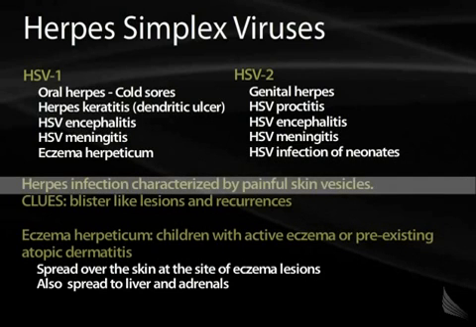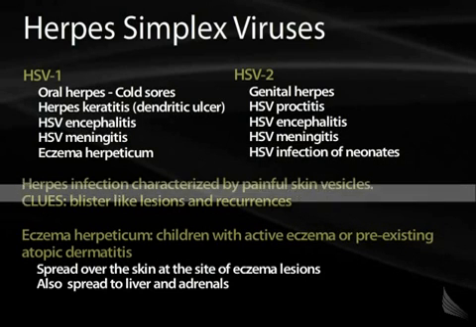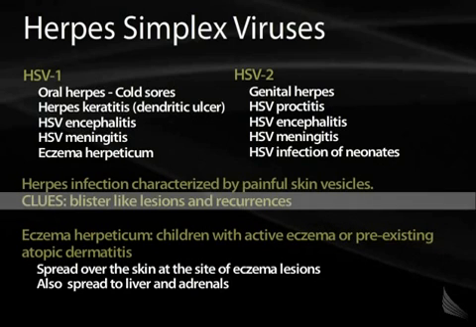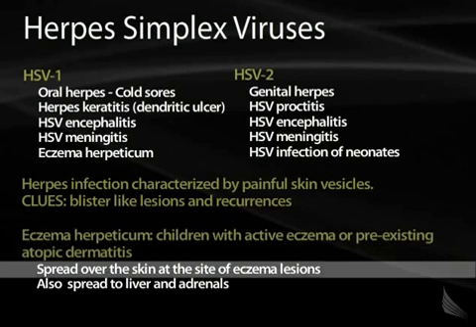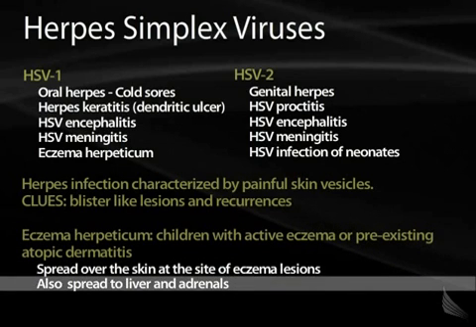Herpes infection is characterized by painful skin vesicles. The clues include a blister-like lesion and also recurrences along a dermatomal pattern. Eczema herpeticum is seen in children with active eczema or pre-existing atopic dermatitis, and it spreads over the skin at the site of the eczema lesions, and it also spreads to the liver and to the adrenals.